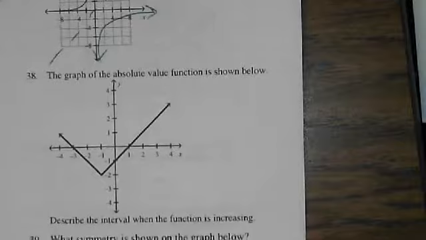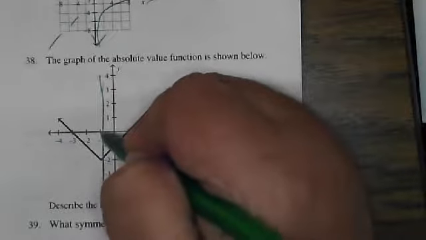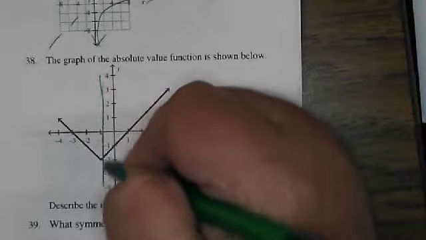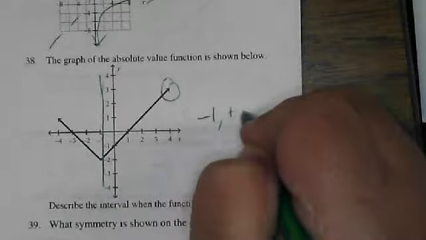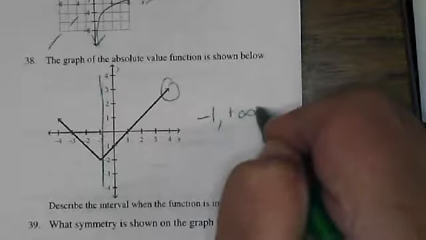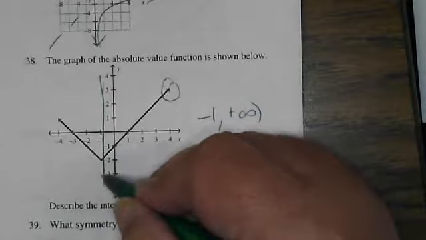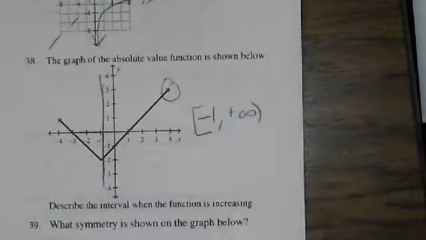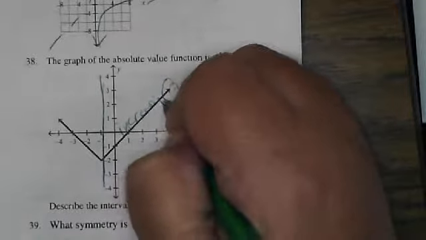38. The graph of the absolute value function is shown below. Describe the interval for increasing. For intervals, we always are taking it off the x-axis. So notice that it starts at -1 and it goes to the arrow. So from -1 to positive infinity. And positive infinity gets a parenthesis, but the -1, since it's included, gets a bracket. That's the interval for its increasing. Increasing means it's going up.